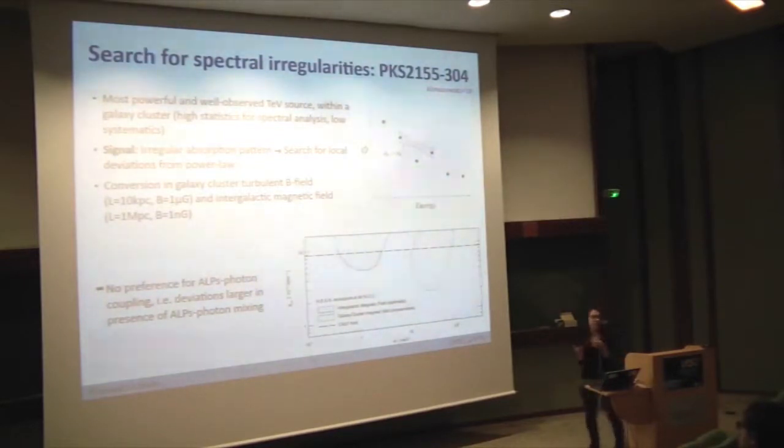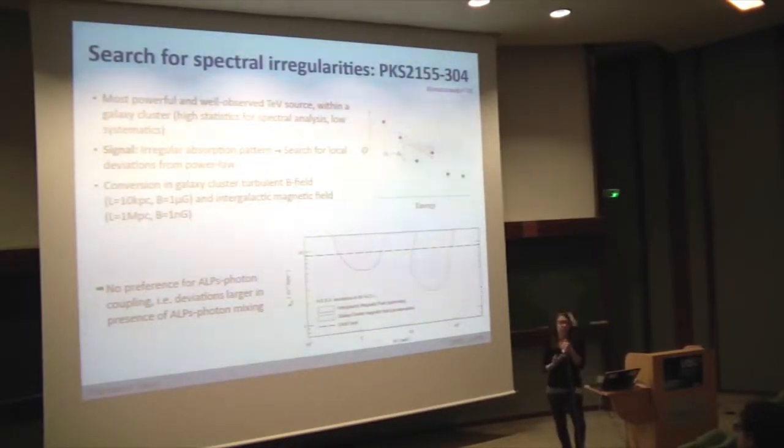So if there is a significant deviation above a given model, in this case a power law, then you can claim that there is a spectral feature. You can study its significance, and you can interpret it in terms of a particle physics model, for example.